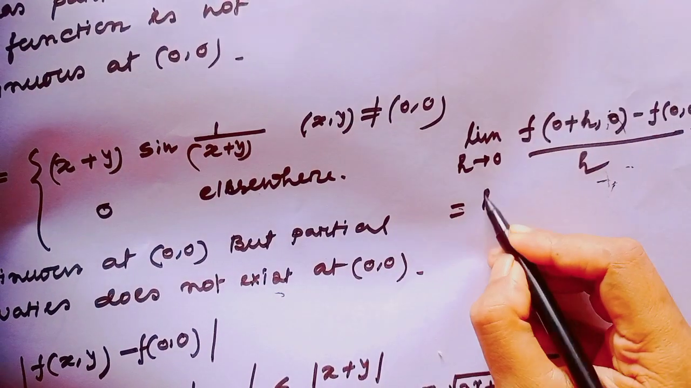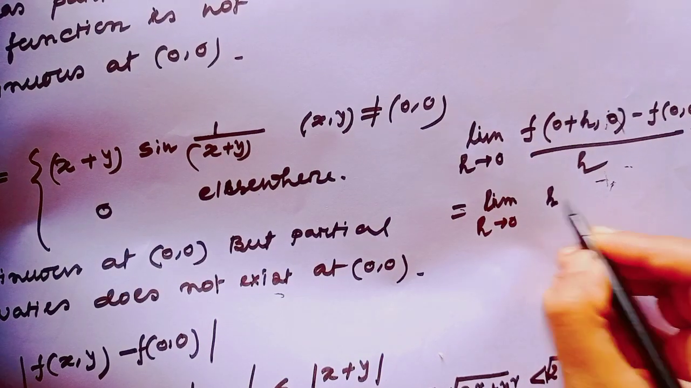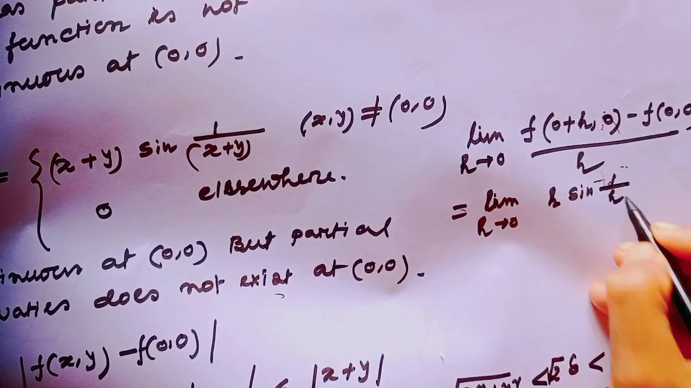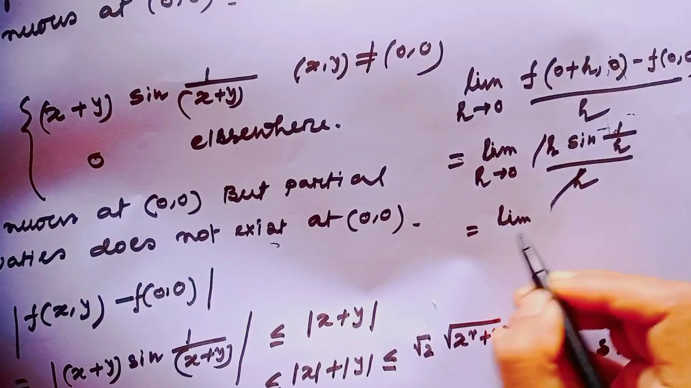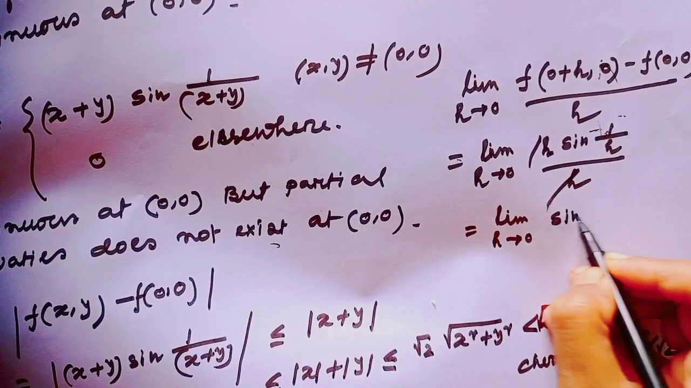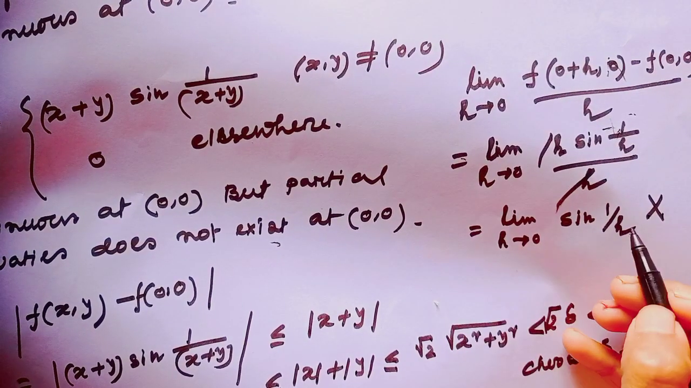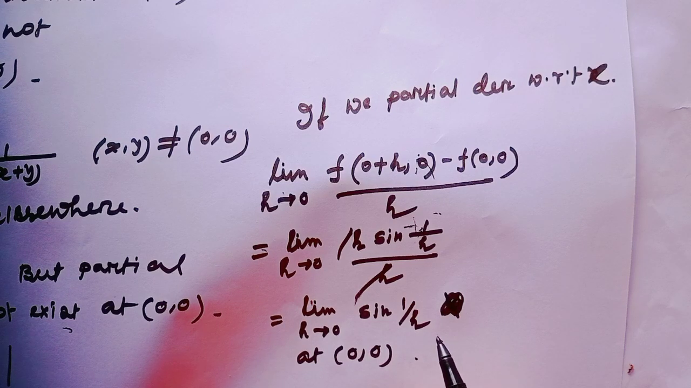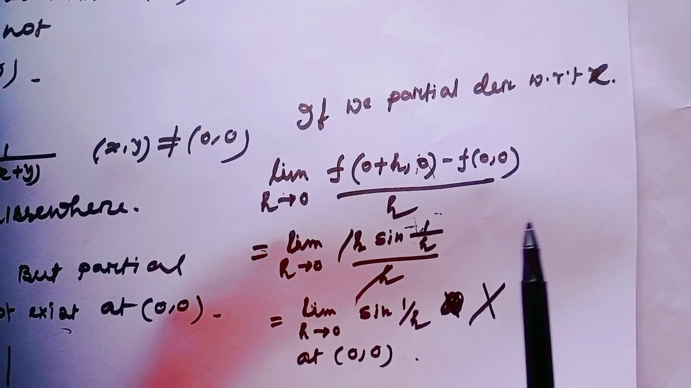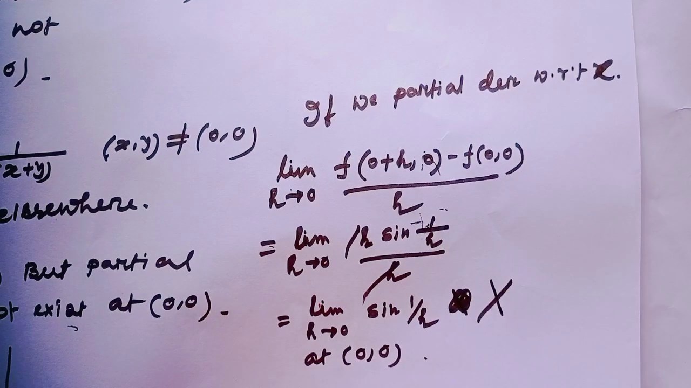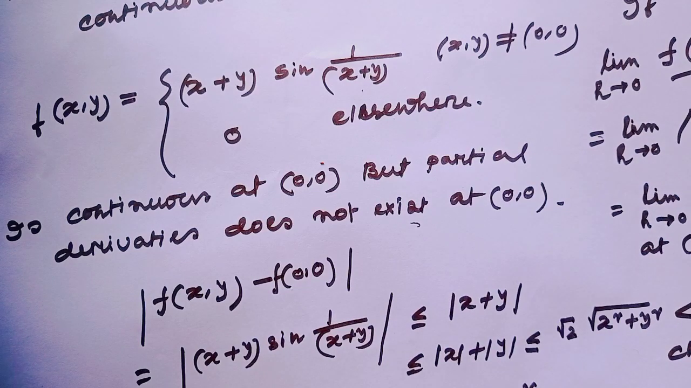And that implies limit h tends to 0 of h sine 1 over h, over h. By calculating, this implies limit h tends to 0 of sine 1 over h. All of us know this limit does not exist at the point (0, 0). That means the partial derivative with respect to x at the point (0, 0) does not exist. Similarly, if we check the partial derivative with respect to y, then this value also does not exist. The function is continuous at the point (0, 0), but the partial derivative does not exist at the point (0, 0).